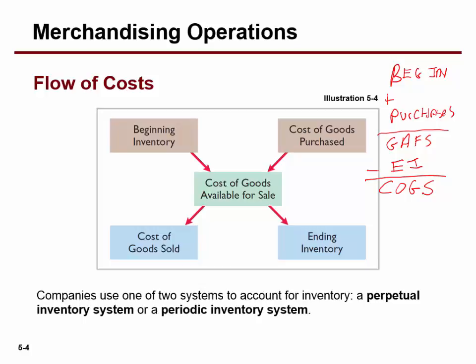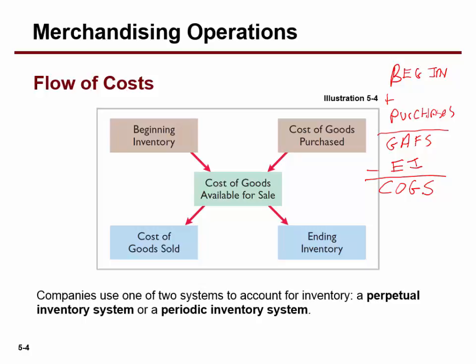Now, what we were just looking at in that in-class example is what they call the perpetual inventory system, in which we update our inventory after each purchase, and we update our inventory after each sale. So at the press of a button, we really do know what our cost of goods sold is, and we know what our inventory balance is.